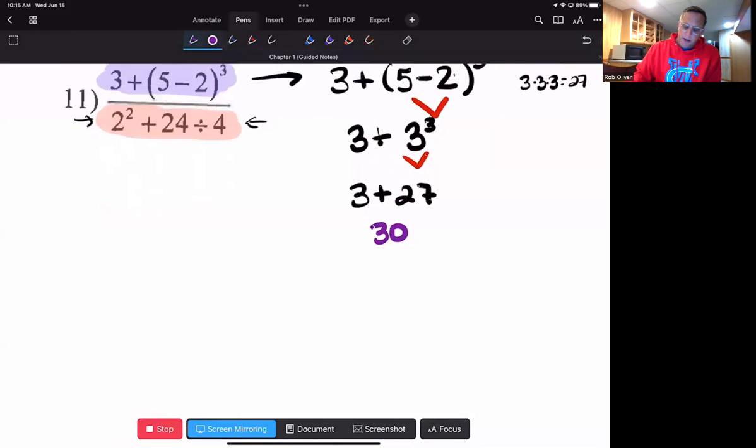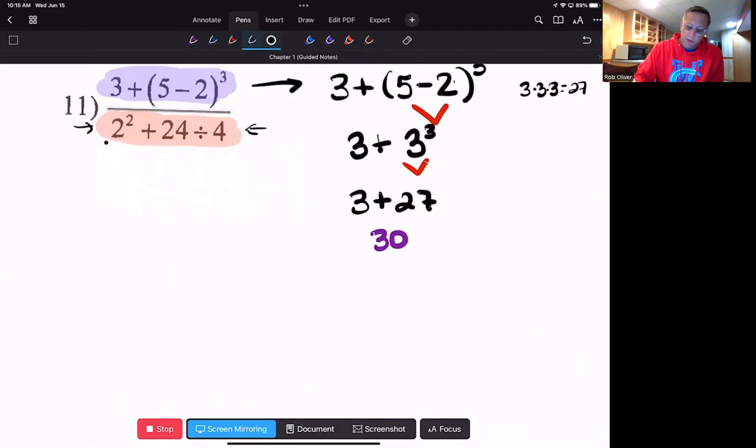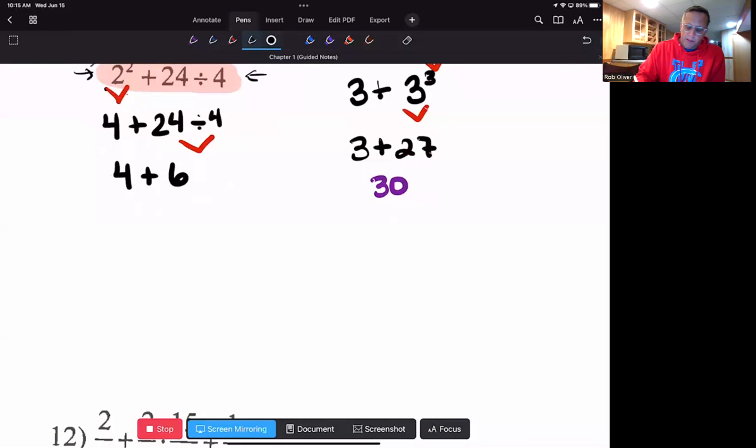So now let's go ahead and solve the denominator. Let's figure that out. Now the denominator, we're going to do exponents first. Kind of just do it this way. 4 plus 24 divided by 4. And then 24 divided by 4 is 6, because we want to do division before addition. Leave the 4 alone. So we want to do 4 plus 6. And then 4 plus 6 is 10.